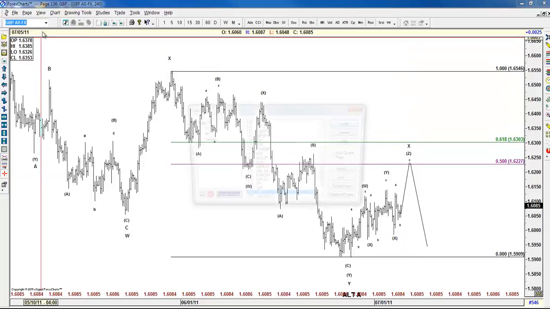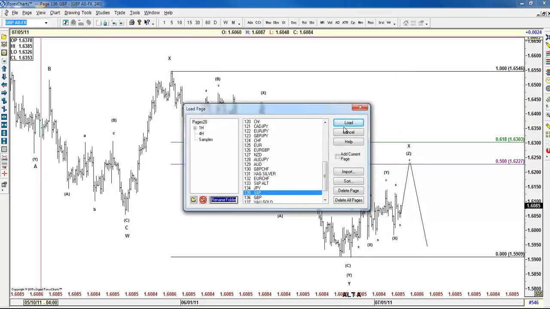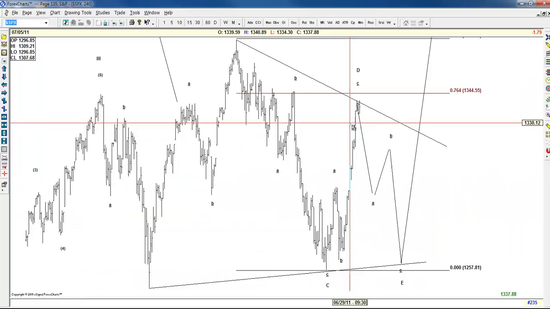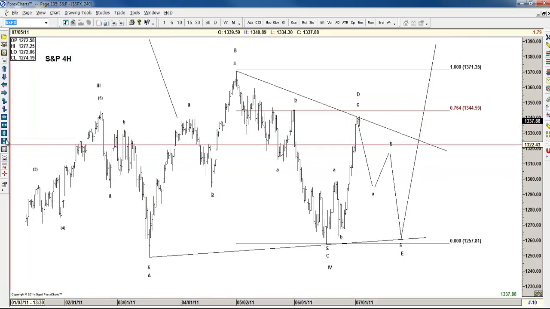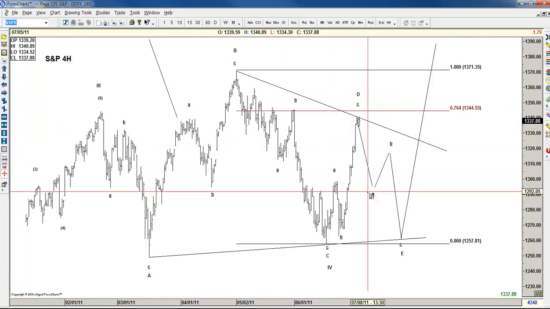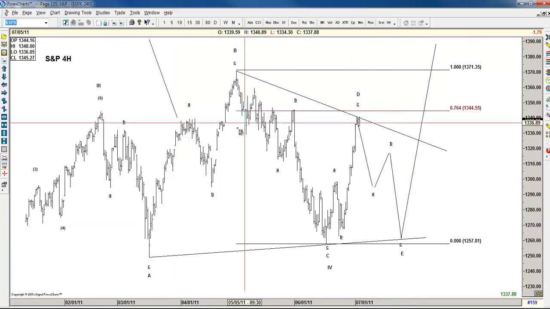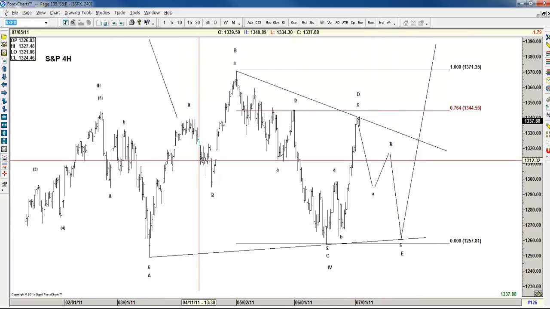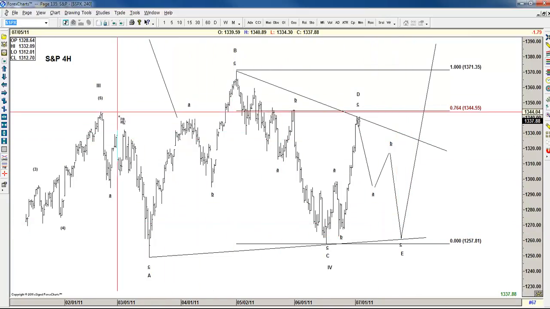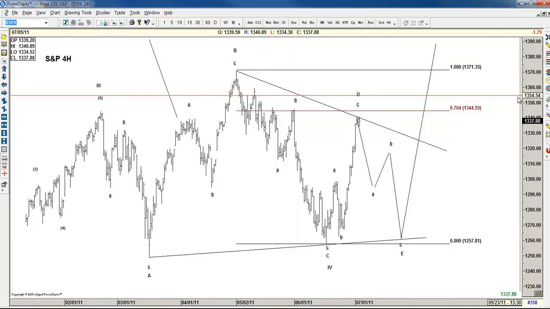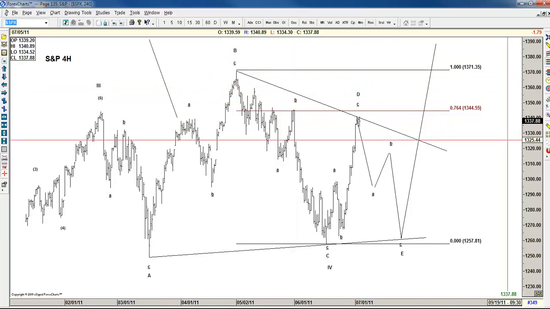Now, S&P today didn't move too much. It didn't move too much, the S&P. So I'm expecting lower oil and lower S&P tomorrow. Now let's take a look at the dollar index and also at oil to end the video.